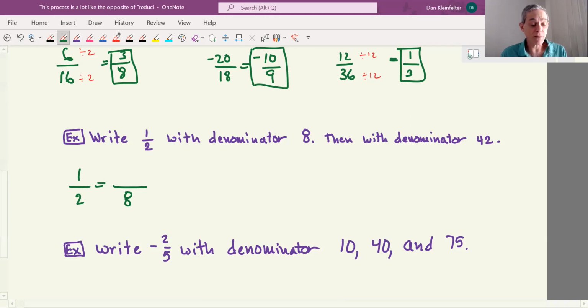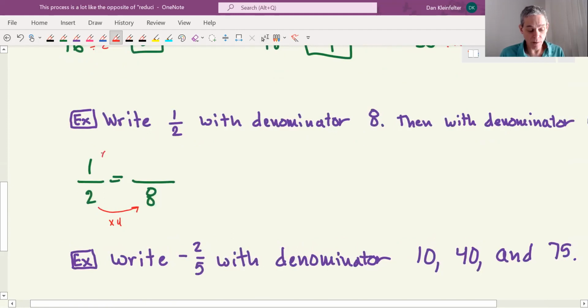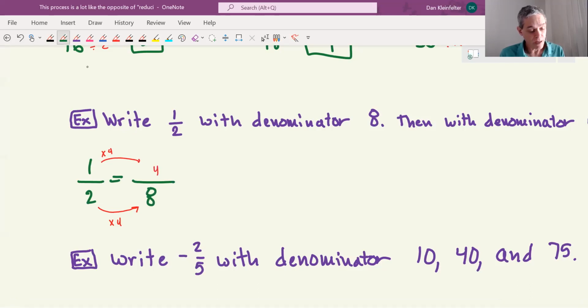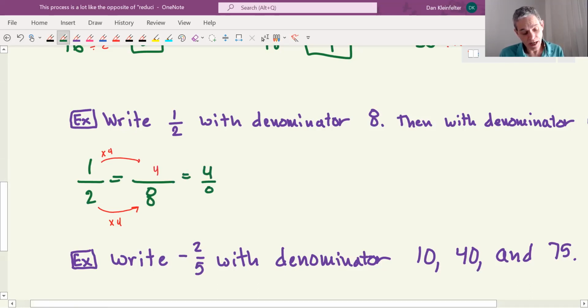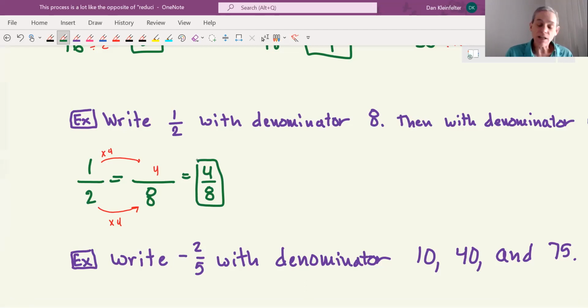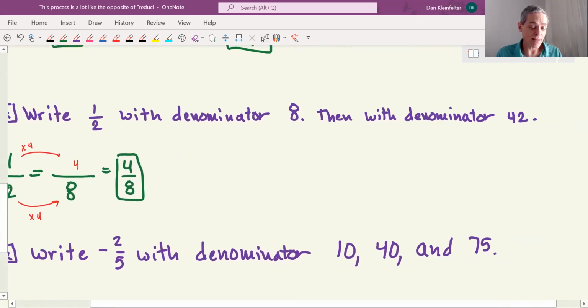So remembering that the fundamental property of fractions says we multiply and divide the numerator and denominator by the same value, you look at the 2 and say, okay, well, 2 gets multiplied by 4 to make 8. So then we would want to multiply the numerator by the same value. So 1 times 4 will be 4. So this will give us 4/8. And then you have enough experience now to know that if you simplify 4/8, you'd be back to 1/2 again. And so what we've done is we've unsimplified that 1/2 to turn it into an equivalent fraction of 4/8.